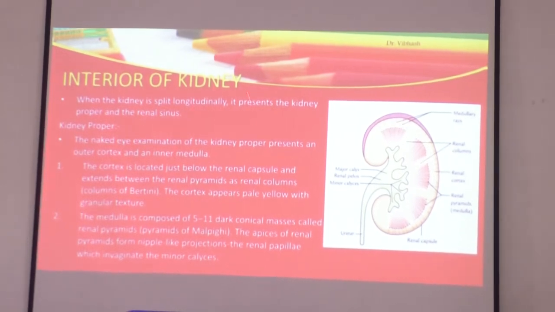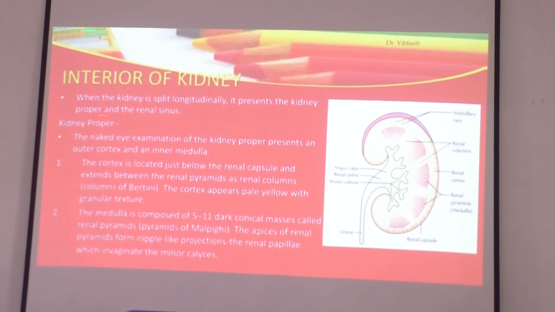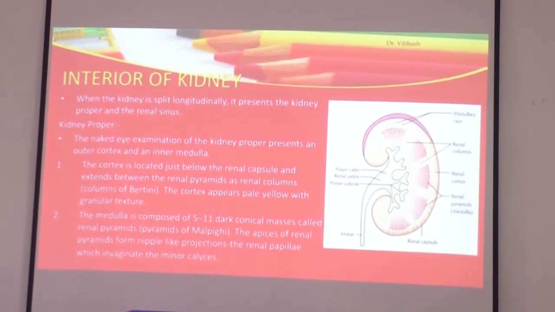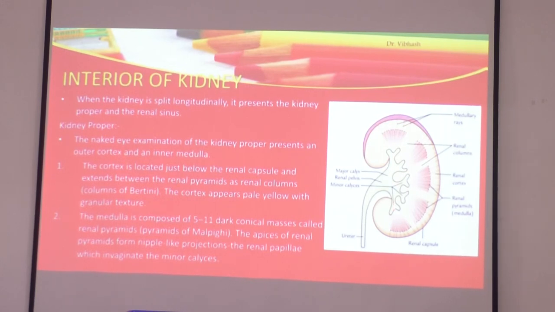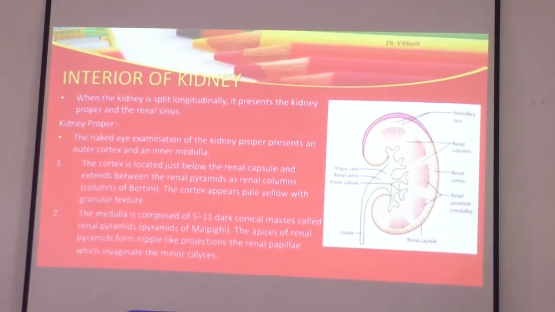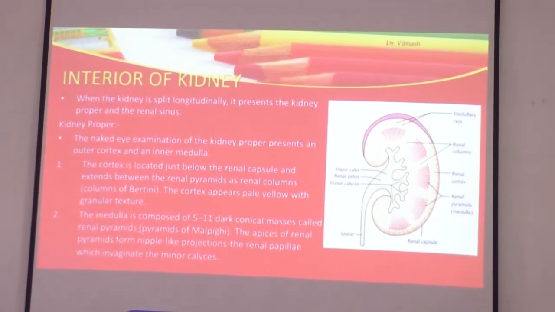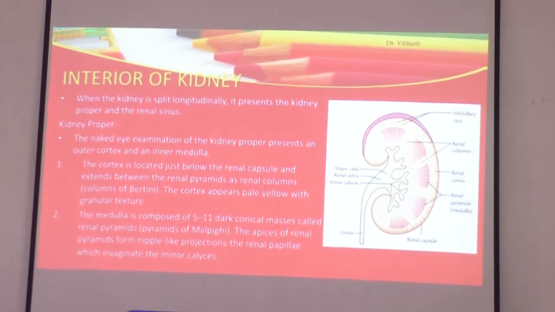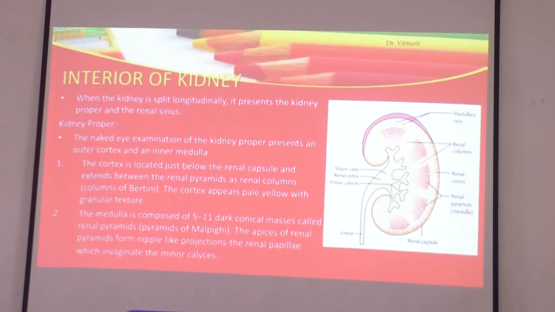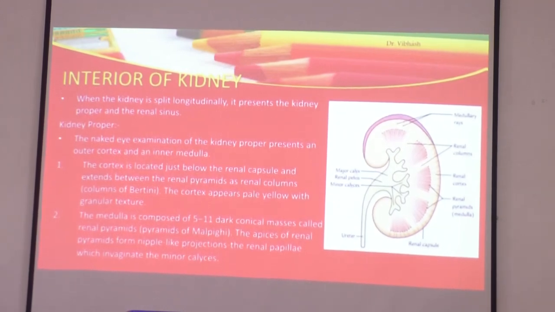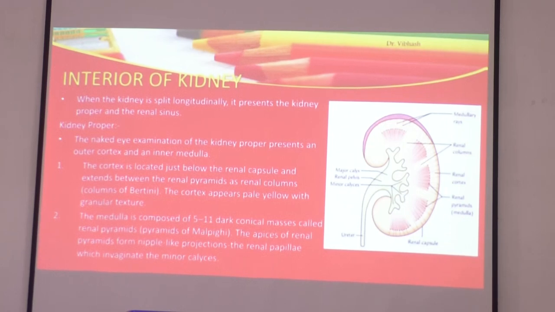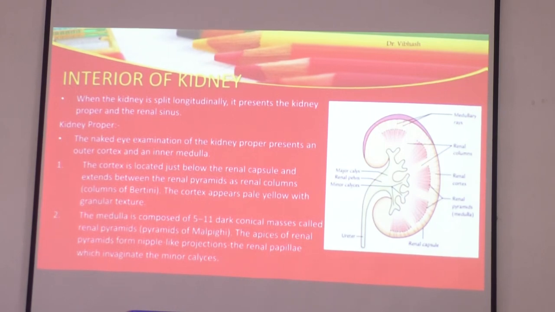When the kidney is split longitudinally, it presents the kidney proper and the renal sinus. So this part is the kidney proper, and this tree-like branching pattern is the renal sinus. The renal sinus is the area which contains the renal pelvis and the renal vessels, lymphatics, etc. First we will discuss the kidney proper. Naked eye examination of the kidney proper presents an outer cortex and an inner medulla. This thin area is the outer cortex, and these are the pyramids. Pyramids are included within the renal medulla.